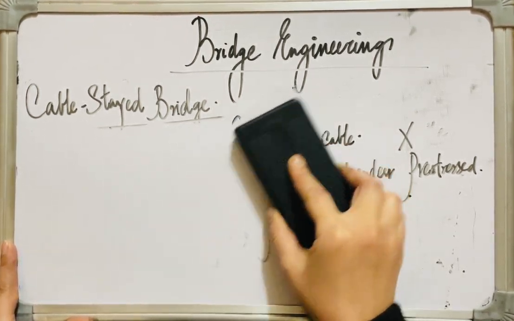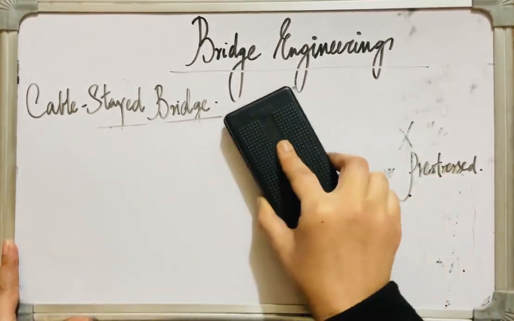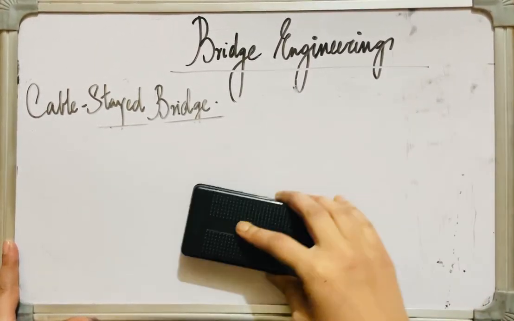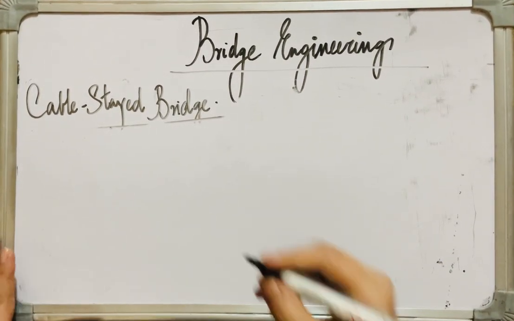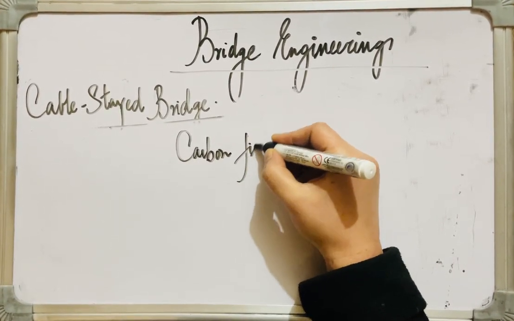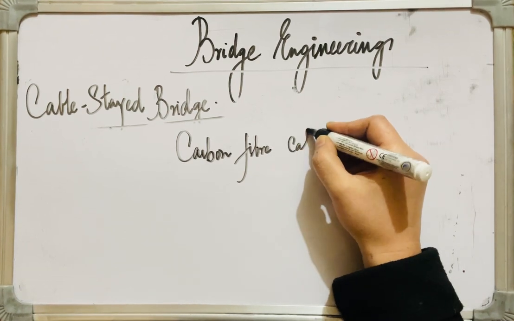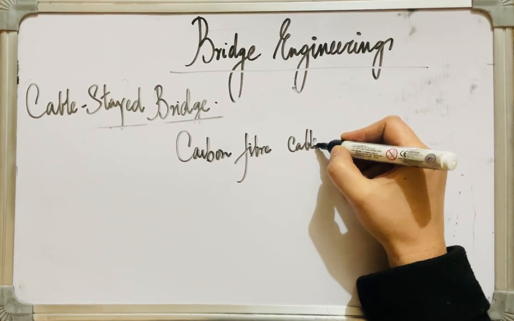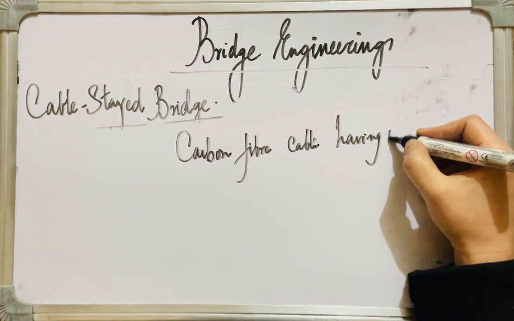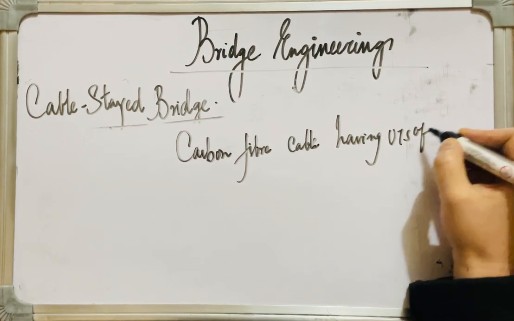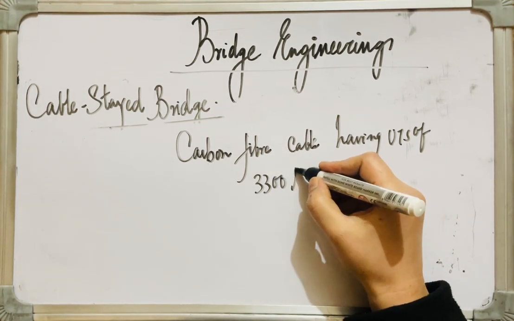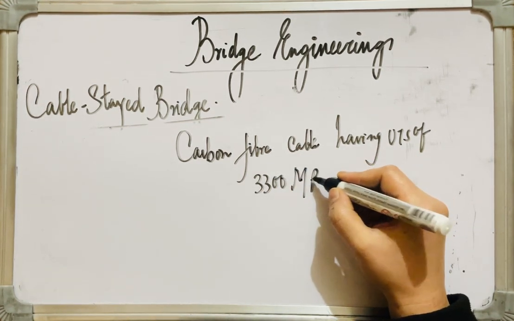Currently, the steel that we use for the cables has a UTS of, as already discussed, 1600 MPa. But nowadays, we are also exploring carbon fiber cables having a UTS of about 3300 MPa. They're also under development.